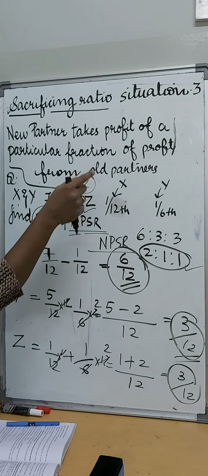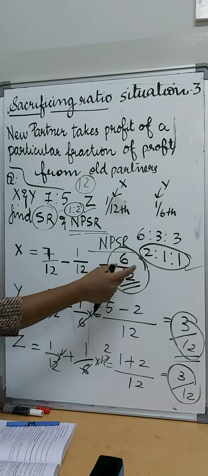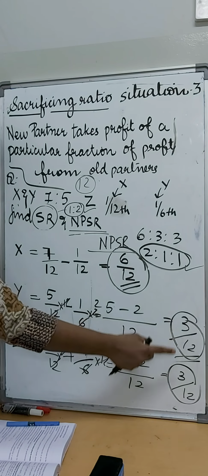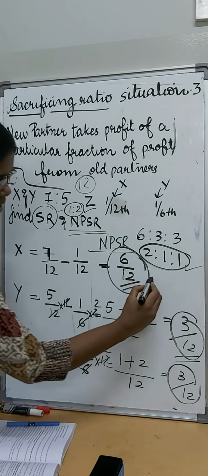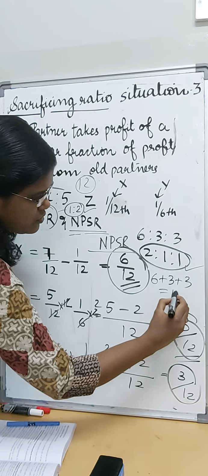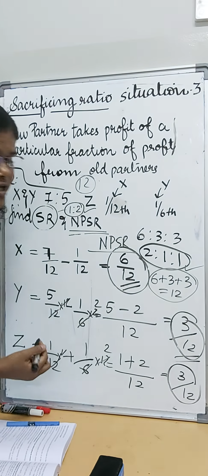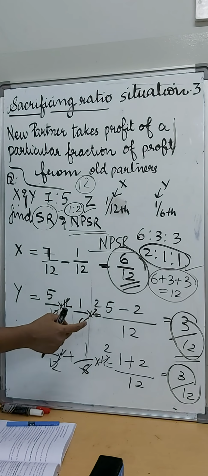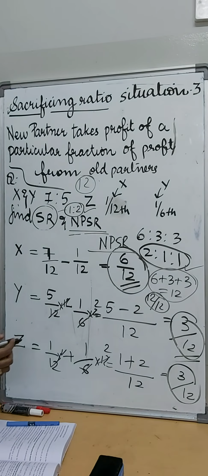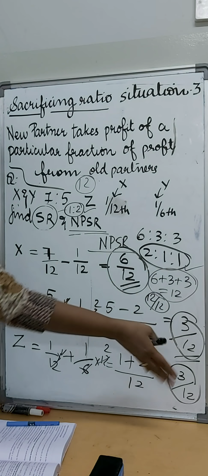Out of the total, X got 6, Y got 3, 6 plus 3 is 9, plus 3 is 12. So 6 plus 3 plus 3 is equal to 12, that is 12/12. Correct? This is how you can cross check your answers. Always, before concluding your answer, you can cross check in this way. Fine?